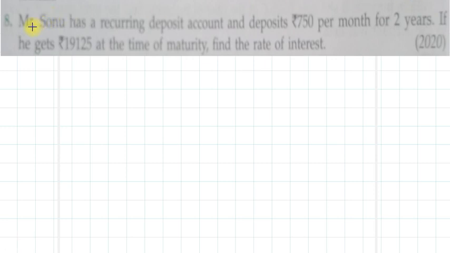So let us move on to question number 8. So question number 8 is, Mr. Sonu has a recurring deposit account and deposit rupees 750 per month for 2 years. If he gets rupees 19125, this is maturity value at the time of maturity. So find the rate of interest.